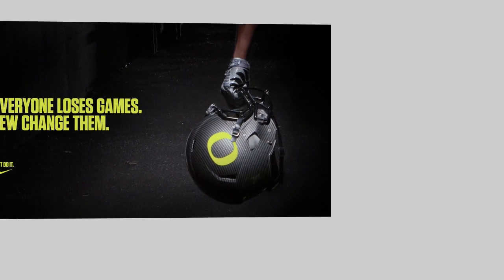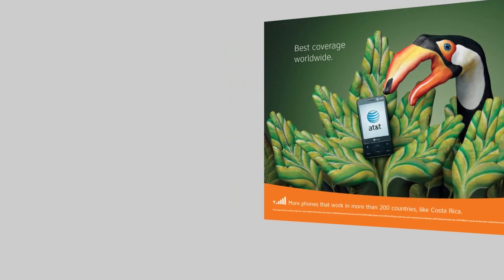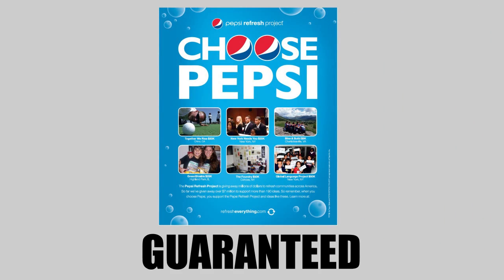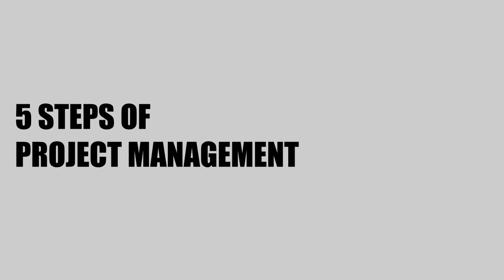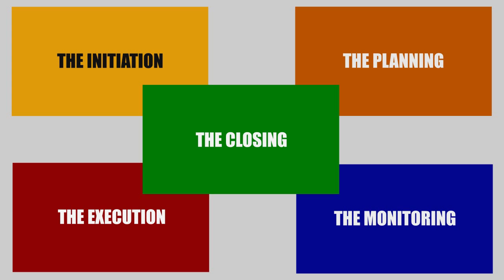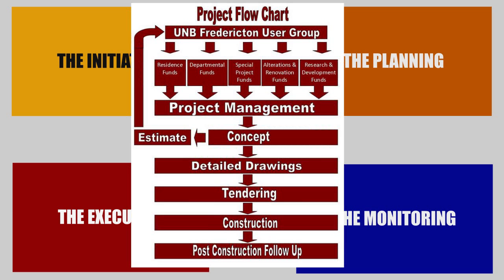The best pieces of work you see on TV or on the internet take a serious amount of time to develop. Learning the steps of project management is key to guarantee success in the creative business. There are 5 steps of project management: the initiation, the planning, the execution, the monitoring, and the closing. Some businesses use varying steps of project management that could be more than the standard.